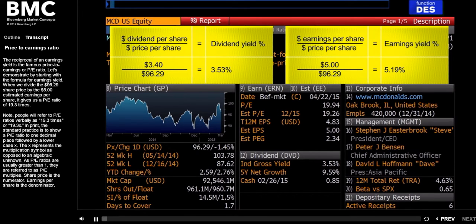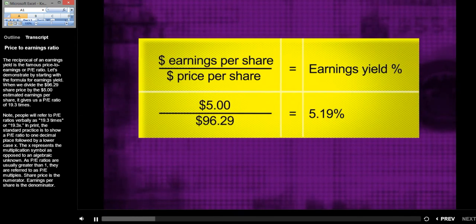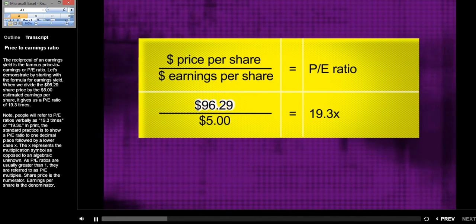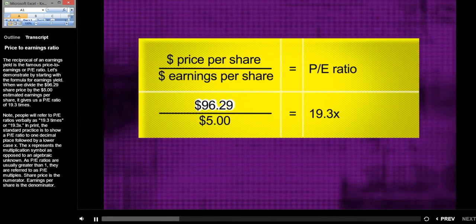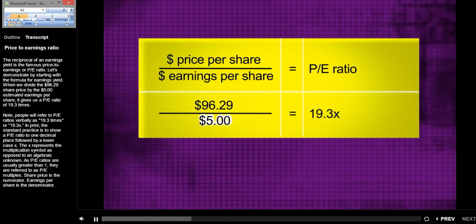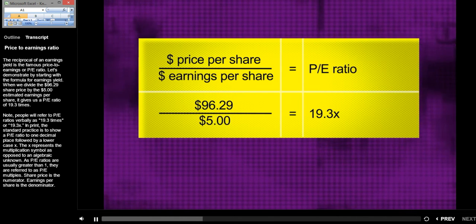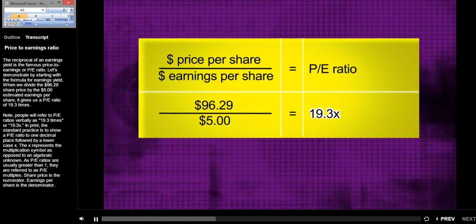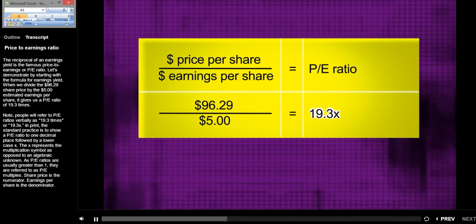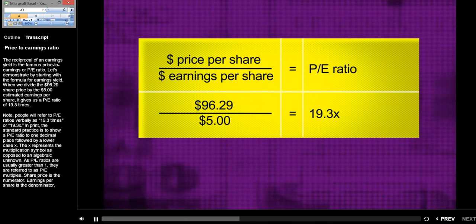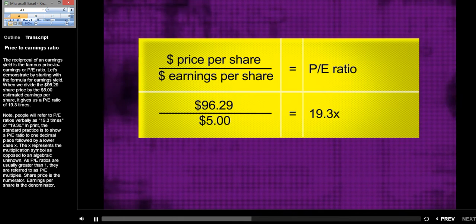The reciprocal of an earnings yield is the famous price-to-earnings, or PE ratio. Let's demonstrate by starting with the formula for earnings yield. When we divide the $96.29 share price by the $5 estimated earnings per share, it gives us a PE ratio of 19.3 times.